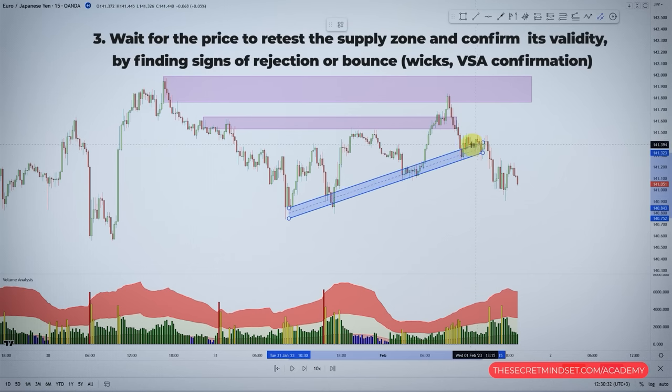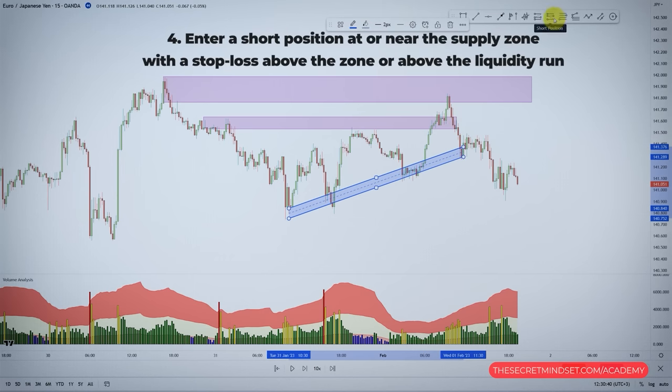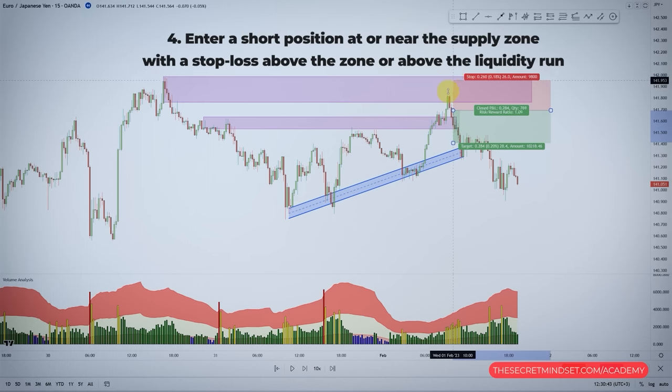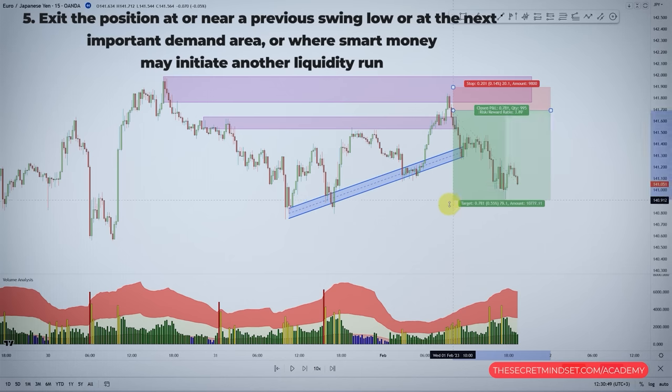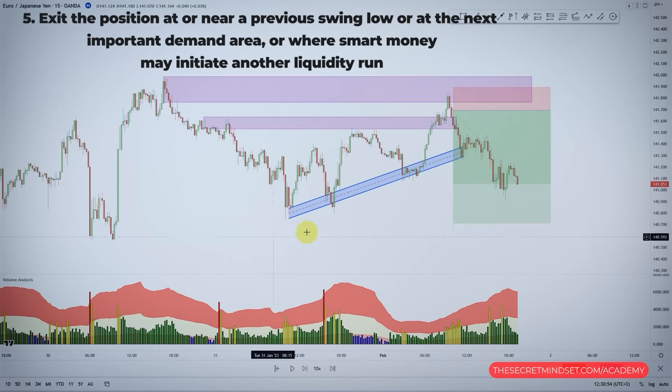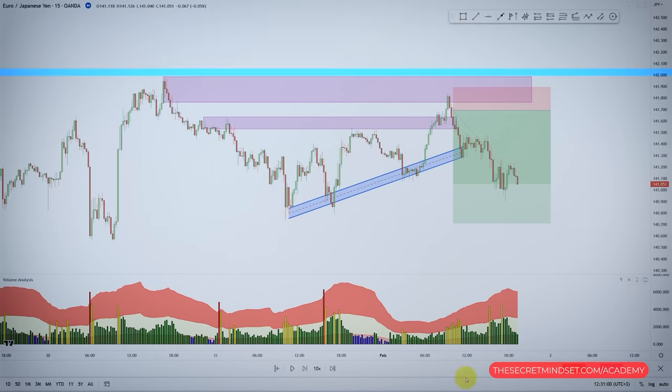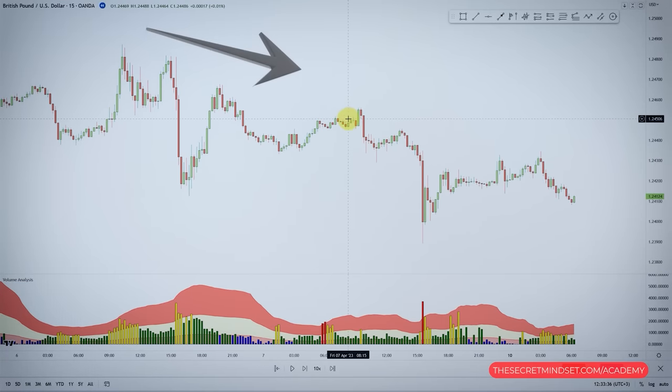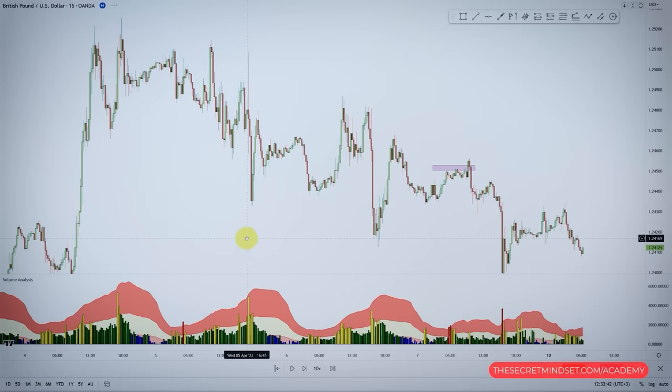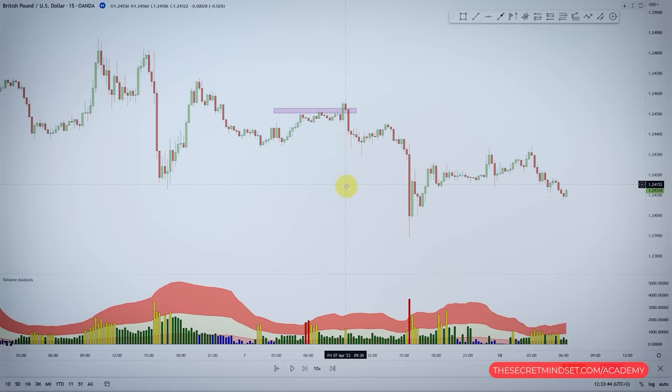Then wait for price to retest the supply zone and confirm its validity by finding signs of rejection. Enter a short position at or near the supply zone with a stop loss above the zone or above the liquidity clearout, and exit the position at or near a previous swing low or at the next important demand area or where smart money may initiate another liquidity run. Here's GBPUSD. Market is in a general downtrend, so the plan is to trade a short position at the supply area only after we found a liquidity clearout.